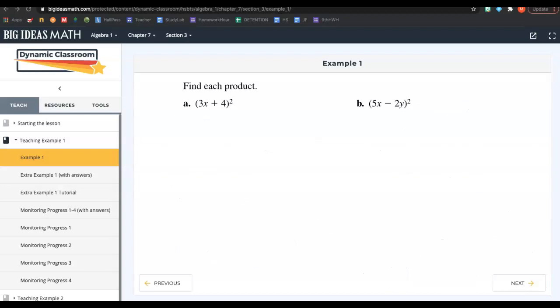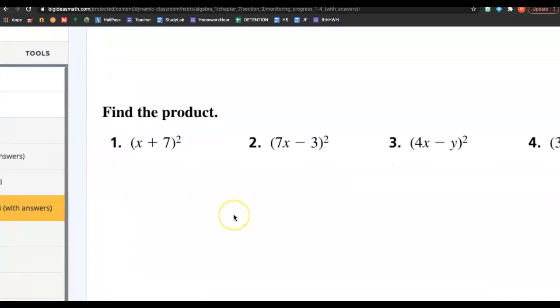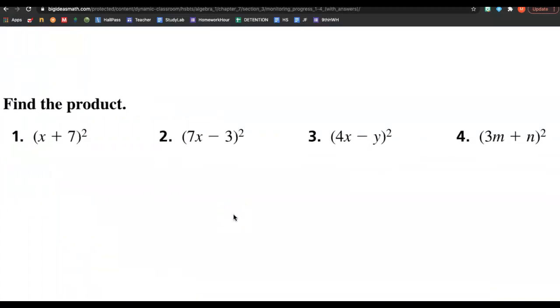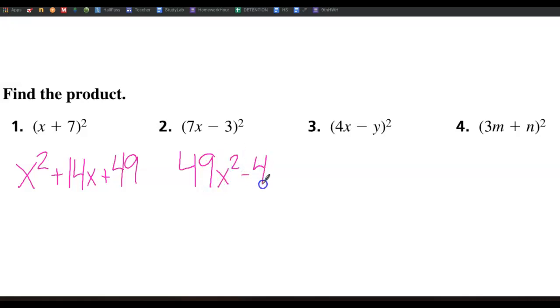Okay? All right. I would like you to do, on a scratch piece of paper, 1 through 4. Number 1, Truman, what'd you get? I got x squared plus 14x plus 49. Number 2, what did you get, Dylan? Okay, I got 49x to the second minus 42x plus 9.